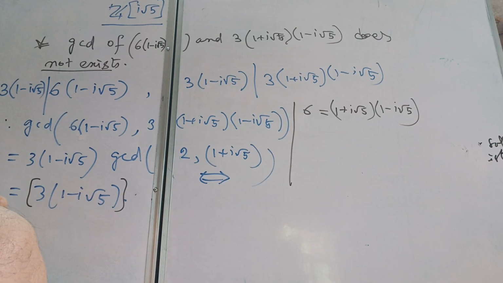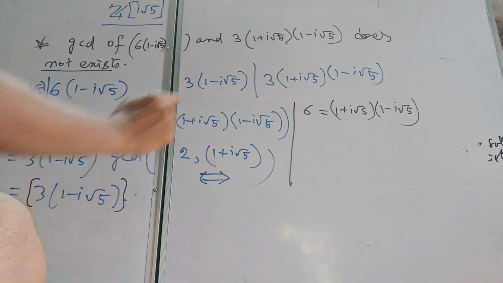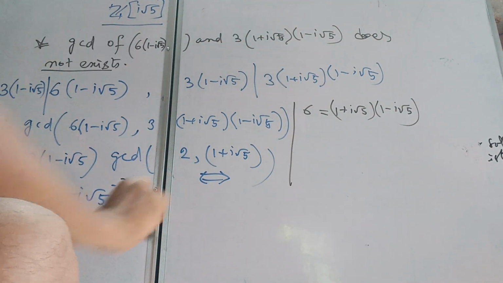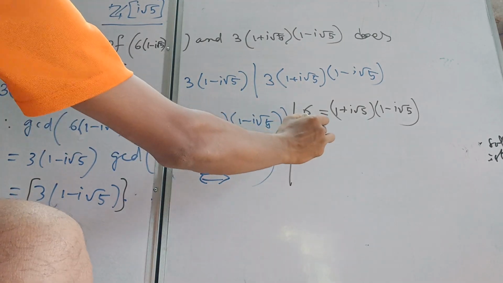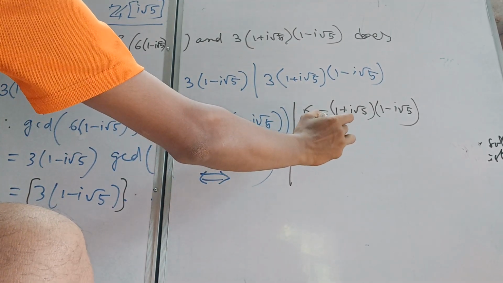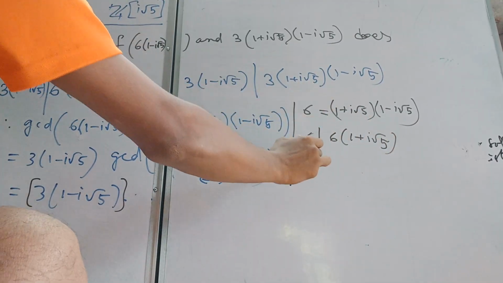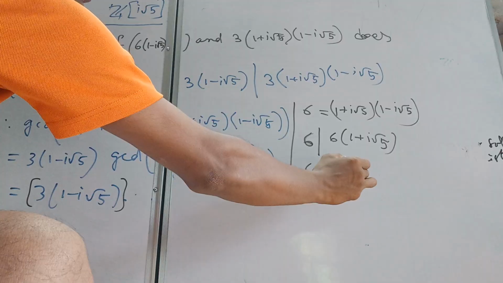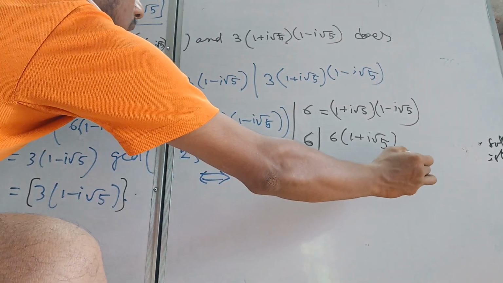Then 6 is a common divisor of that. That means 6 also divides this one and 6 also divides this one, that means these two. So we write here 6 divides 6 multiplied by 1 plus i root 5, and 6 also divides 3 times 1 plus i root 5 multiplied by 1 minus i root 5.